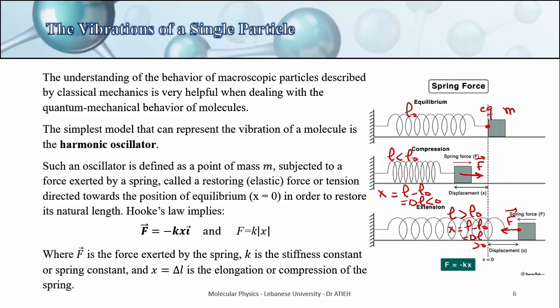Hooke found that this force F is directly proportional to the displacement. As the displacement increases, F increases, and as displacement decreases, F decreases, such that the proportionality constant is a characteristic of the spring. He called this proportionality constant stiffness constant or spring constant.